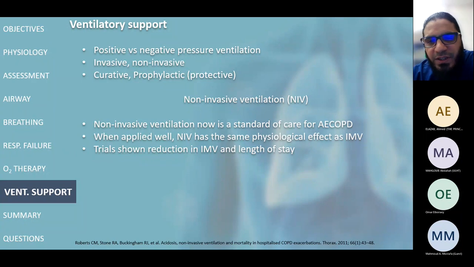So non-invasive ventilation now is like a standard of care, especially for COPD patients. And when they started to apply it, the studies showed that it really decreased the need for invasive mechanical ventilation, with all the complications happening with it, and also shortened the length of stay for a patient in hospital.